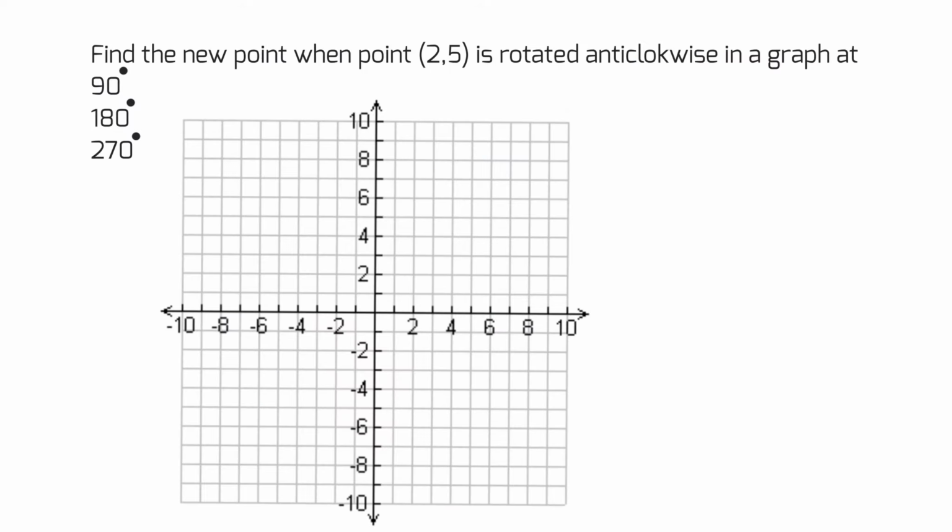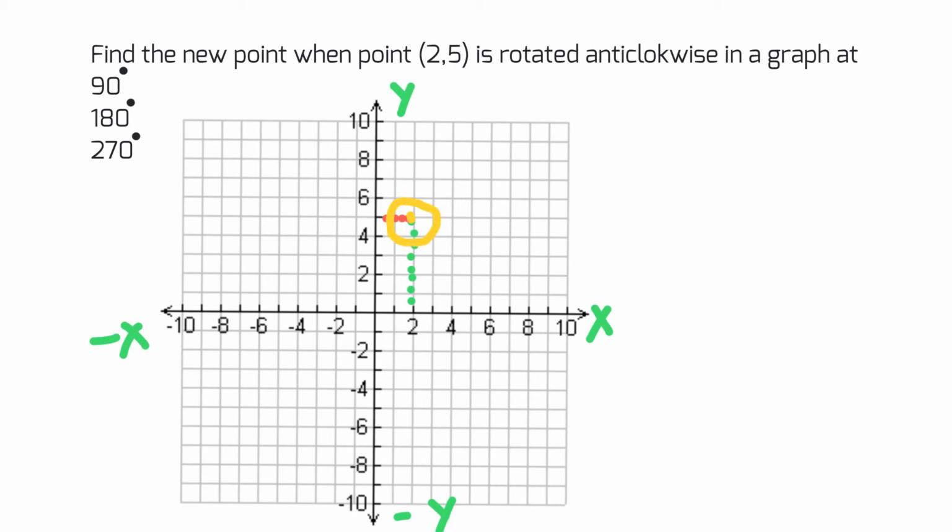Let us now solve a question. It says, find the new points when point 2, 5 is rotated anti-clockwise in a graph at all these angles. So first of all, let's mark the point 2, 5. For that, we have to mark the x-axis and the y-axis. So this is x, minus x, y, and minus y. Now 2, 5 would be if I extend this line till 5. So 2 and 5 on the y-axis would be here. So my point would be this one.